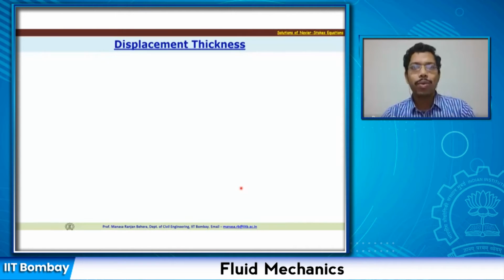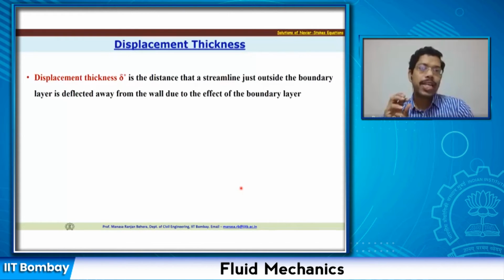So, looking at the displacement thickness: the boundary layer thickness we are referring to as delta, and the displacement thickness we are referring to as delta star. Delta star is the distance that a streamline just outside the boundary layer is deflected away from the wall due to the effect of the boundary layer.